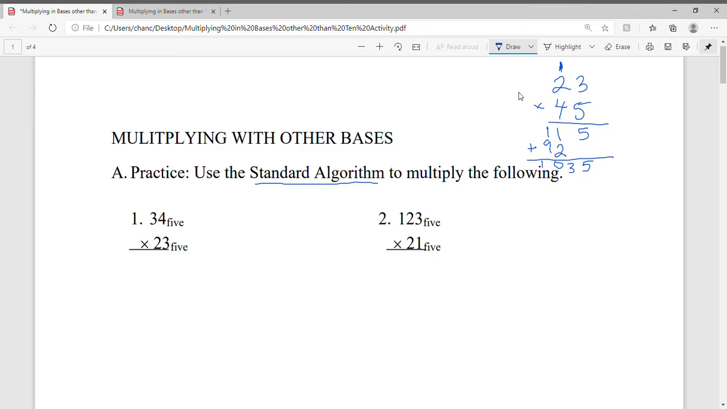So when you do multiplication, you multiply the rightmost digit here to the top 2 digits, and then you move on to the 4 and then multiply it to the top 2 digits. That's exactly what we're going to do with different bases.